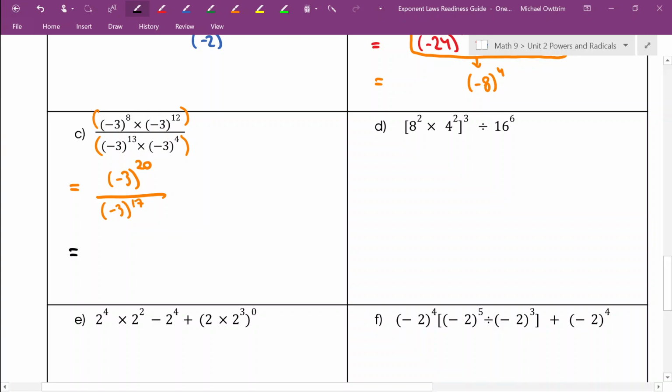To finish up there, when I'm dividing two powers with the same base, remember your fraction is just division. We're going to subtract exponents. So this will be negative 3 to the 20 take away 17. 20 take away 17 is just 3.